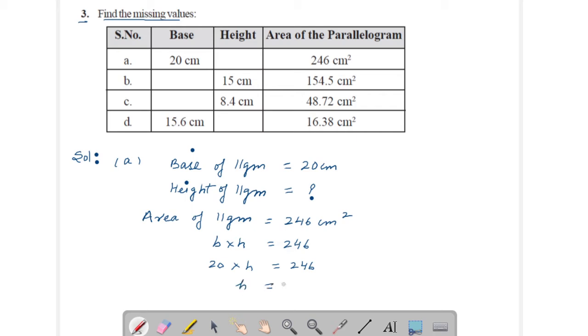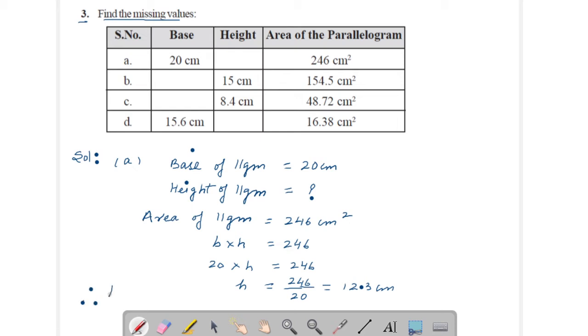H is equal to 246 upon 20. And if you simplify it, you will get 12.3 centimeter. Therefore, height of parallelogram will be 12.3 centimeter.